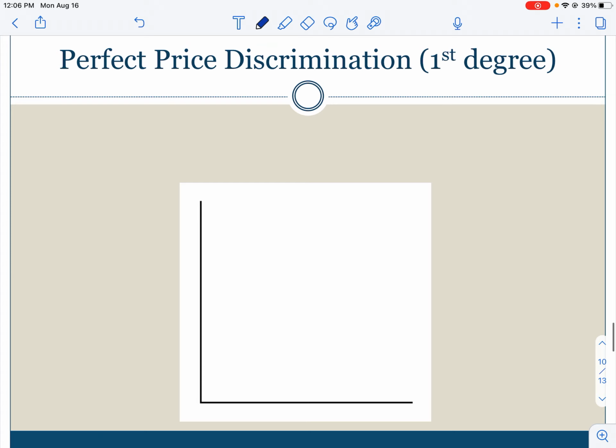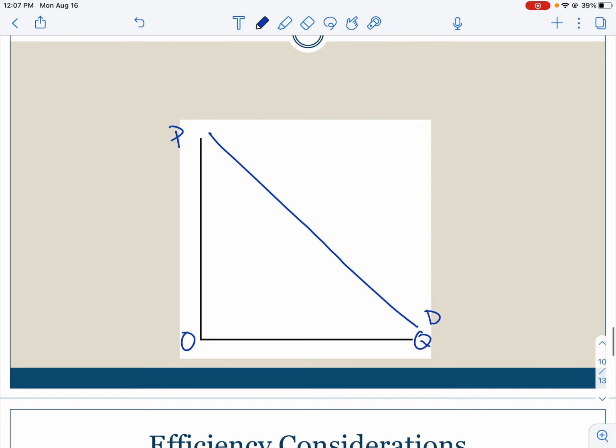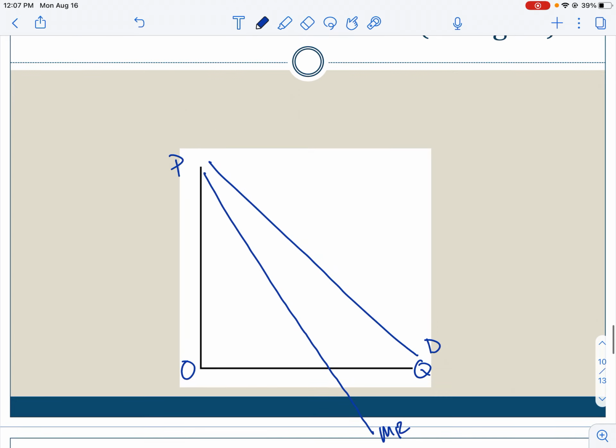Now, the other kind that we should talk about here, and then we'll look at the efficiency considerations of all of them, is perfect price discrimination. And this is almost impossible to fully implement. But if you could, this is what it would look like. So you have your downward sloping demand, your marginal revenue curve is below it and it falls faster. Here's your marginal cost curve.